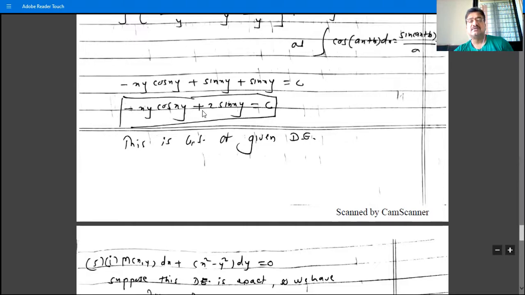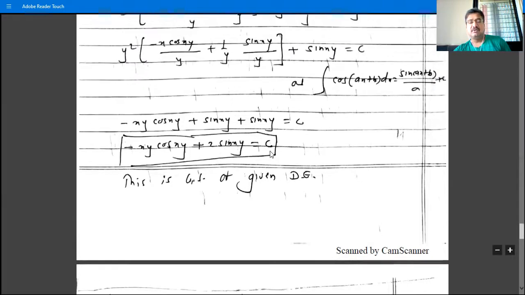So minus xy cos x plus 2 sin x into y is equal to 0. This is the particular solution, not the general solution. In order to find the particular solution, if the initial condition is given, then first find the general solution of the given differential equation, then find the value of the constant and substitute that constant in the equation of the general solution, and we have the particular solution.